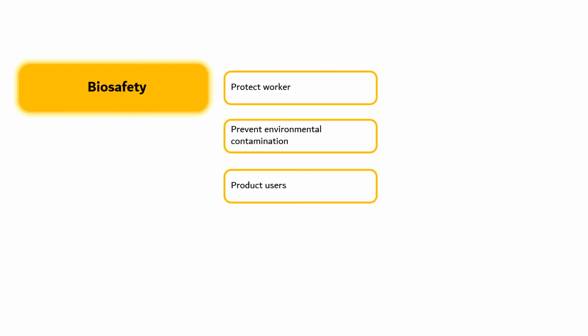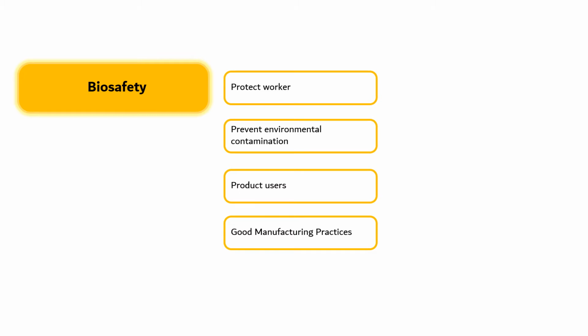Product users are protected by various government agencies. For example, pharmaceutical drugs are regulated by the U.S. Food and Drug Administration. The procedures used to meet safety and quality criteria are described as good manufacturing practices.